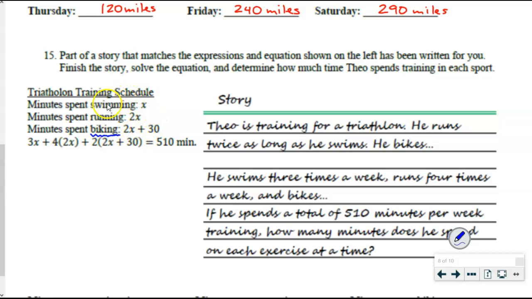Yeah, so if we wanted to go all the way back to swimming, we could say he bikes twice as much as he swims plus an extra 30 minutes more. You're absolutely right. But since we already have a relationship between swimming and something that's happening twice as much, we can make it even simpler by relating it that way. Luis, what would you say? Yeah, he bikes 30 more minutes than he runs. Exactly. He bikes 30 more minutes than he runs.